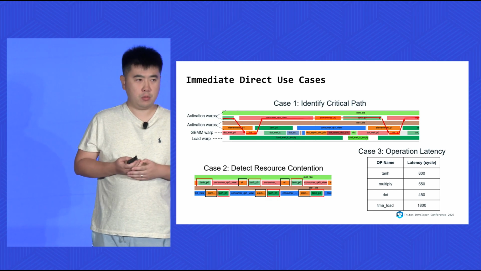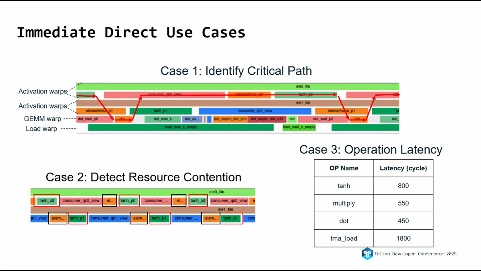So what does it mean to you? How can this tool help you? First, you can leverage the timeline trace view to identify the critical paths. Here, for example, the red lines are the critical paths of this attention-like kernel. Second, you can use it to detect resource contention. For example, you want to overlap or interleave the execution between CUDA core and SFU, like the red boxes and the black boxes here, to improve hardware utilization.